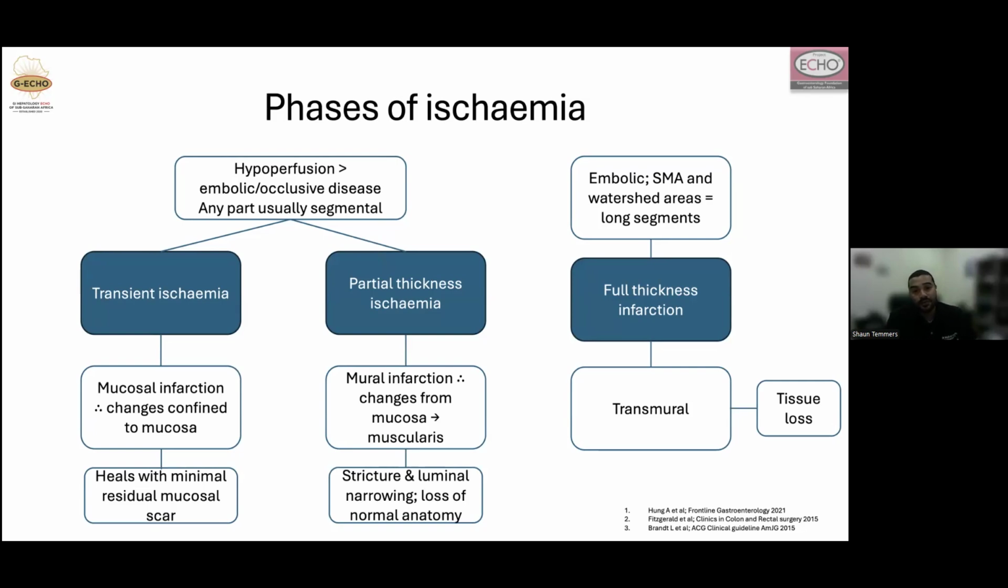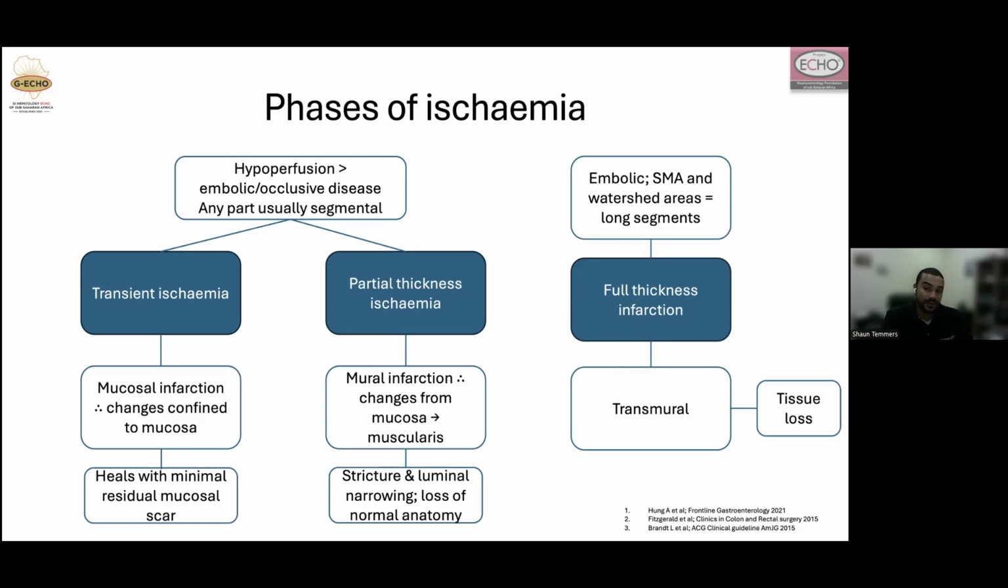If we look at partial thickness ischemia, here there's infarction from the mucosa to the muscularis. These patients will heal with stricture, or there will be luminal narrowing, or the normal anatomy will be lost in that patient over time. These are usually caused by hypoperfusion or embolic or occlusive disease, and it's usually your segmental type of colitis that you see.